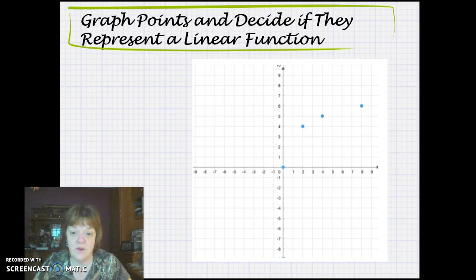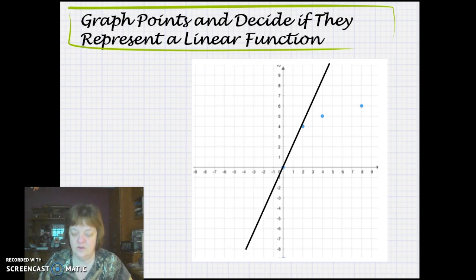Here's an example already graphed for us. What do you think? Is this a linear function? Well, let's see. Can I connect the dots, all of them, with one line? If I bring in a line, look at that. I connect those two, but it's nowhere near the other two. What we have so far looks like a function, but it is not a linear function.